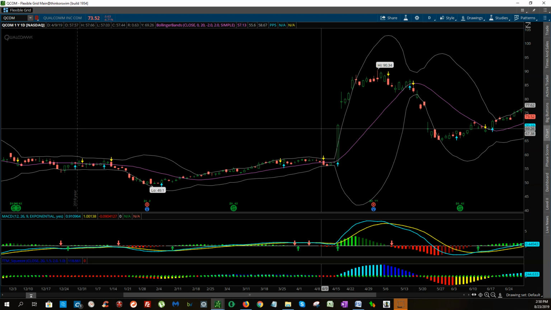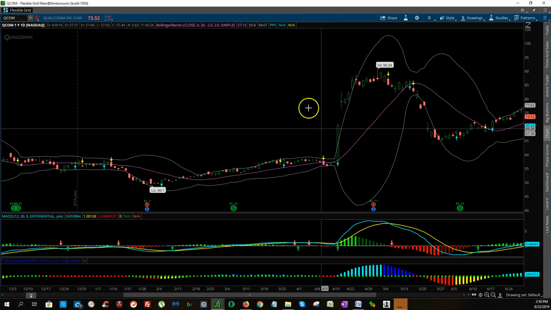So that's kind of how I look at using the TTM, and that's how I look at using MACD to confirm price action. It really is, once again, a great chart pattern. The risk to reward ratio is phenomenal. I mean, this move right here from this breakout area on the squeeze is just absolutely amazing.